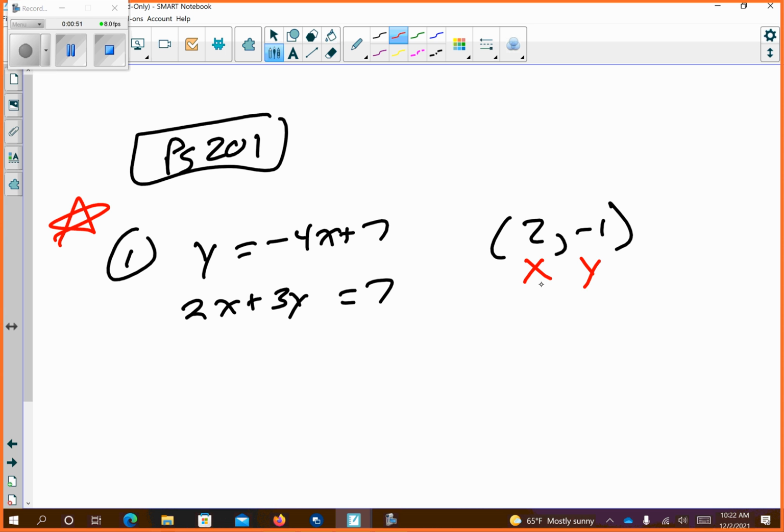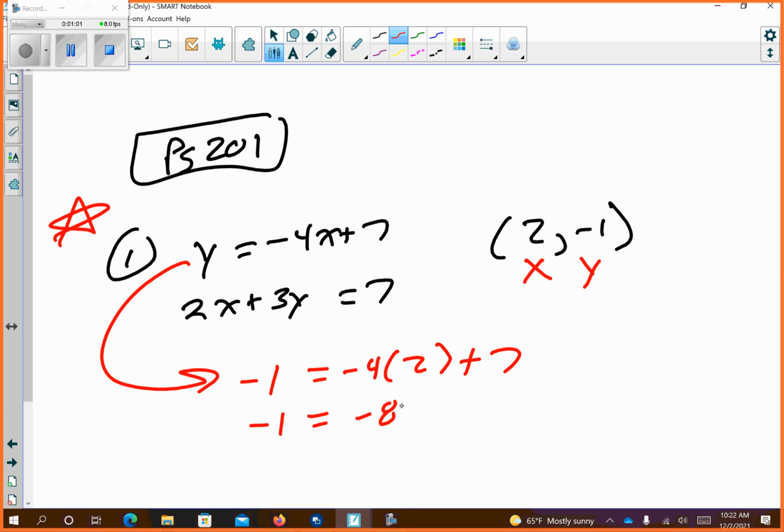So I'm going to take my x and my y and plug them into both equations. My y value is negative 1 equals negative 4 times 2 plus 7. Negative 1 equals negative 8 plus 7. So negative 1 equals negative 1. That's true, right? That's what we're looking for.